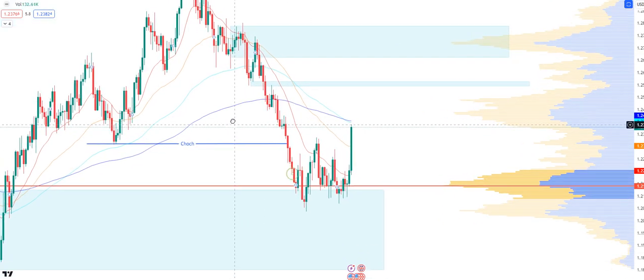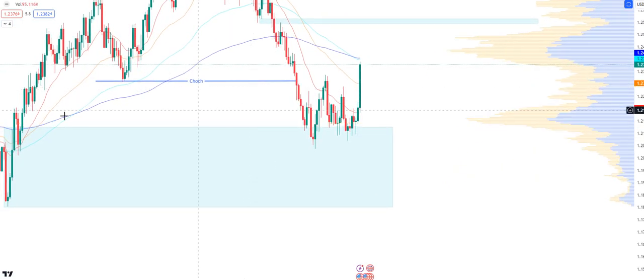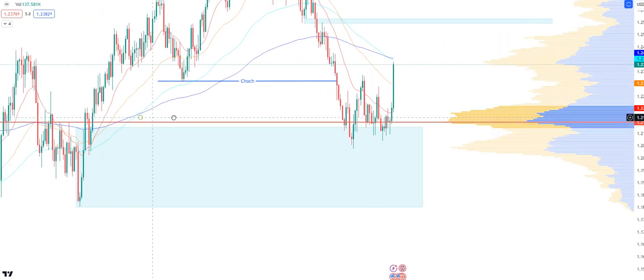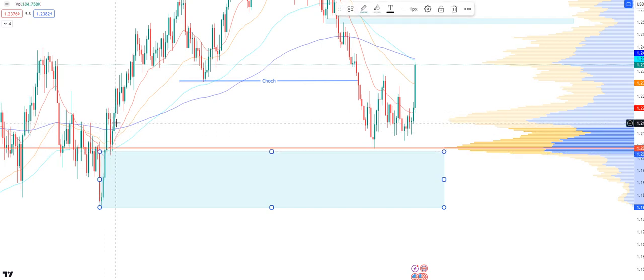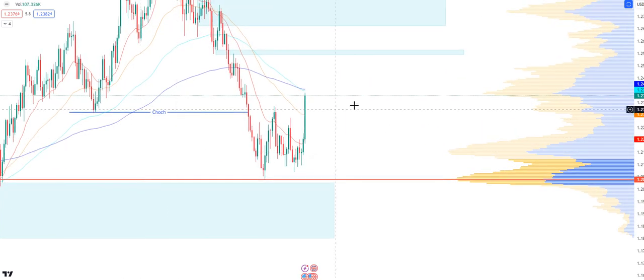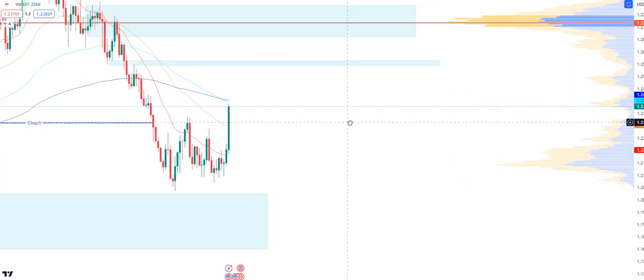Okay, so pretty good structure. We reacted off this pullback here. You can see that we indeed have loads of fair value gaps here that did not get filled up. So these fair value gaps are not filled up, have not been targeted at all. So market filled this one here, tapped into this order block, which is very good. Then we're currently here.